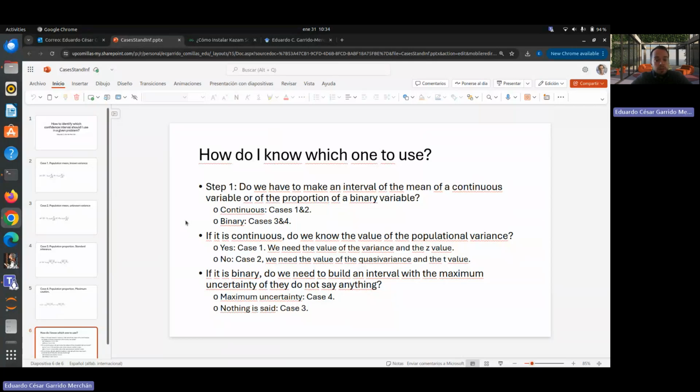If you follow these steps, then it's going to be really easy to know which confidence interval I should use for every problem.